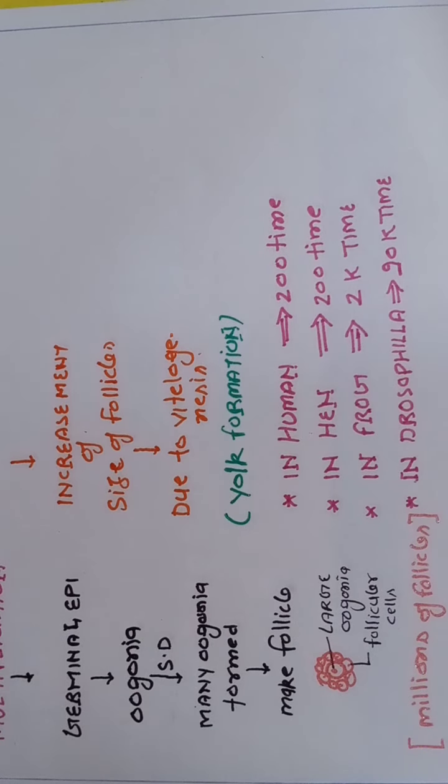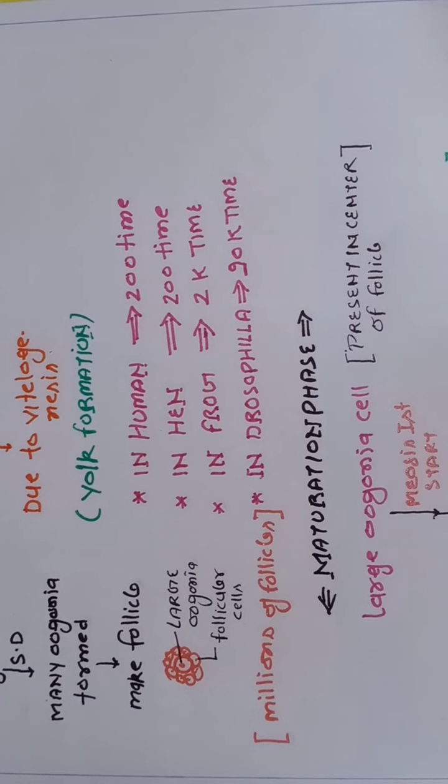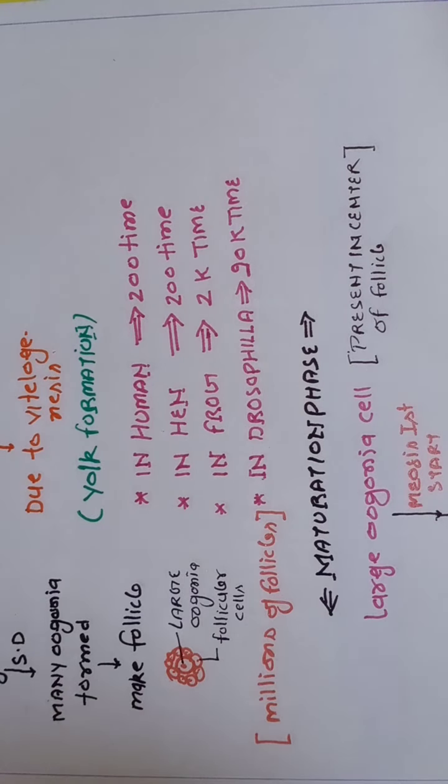After that, maturation. The last phase is known as maturation. So what is maturation? In this phase, meiosis division is completed. That's why it is known as the maturation phase. So the large oogonia, which is present in the center, in the primary oocyte. After puberty, in each reproductive cycle, it means in each menstrual cycle, one primary follicle gets converted into secondary, then tertiary, then Graafian follicle, as I explained in the beginning.